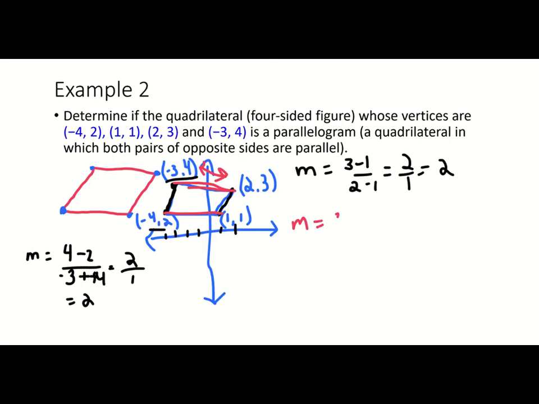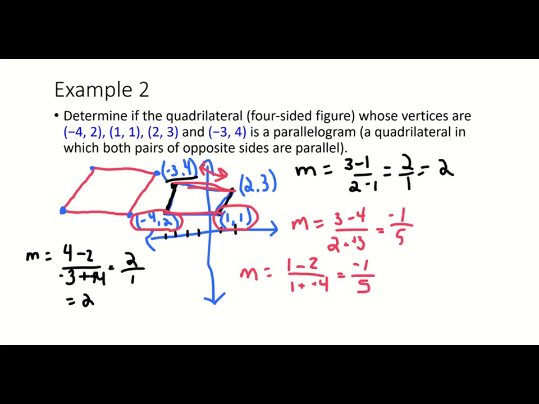And let's see, I'll do 3 minus 4 over 2 minus -3. So that gives me -1 over 5, or -1/5. And then we'll calculate the slope between -4, 2 and 1, 1. So that's going to be 1 minus 2 over 1 minus a -4. So 1 minus 2 is -1. And then we do plus a positive, you get 1/5.